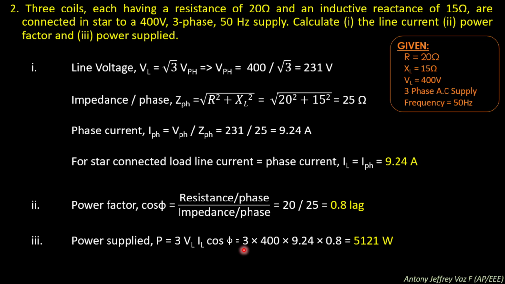So 3 into 400 into 9.24 into 0.8. Here VL is the line voltage, which is 400 volt. Similarly, the line current is 9.24 and cos pi is 0.8. So you will get a power supplied of 5121 watt.